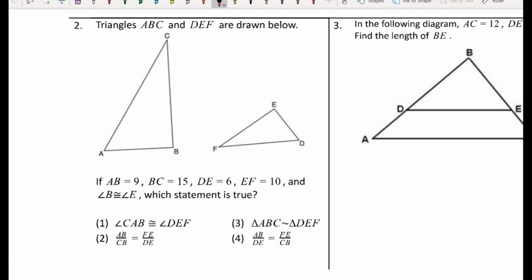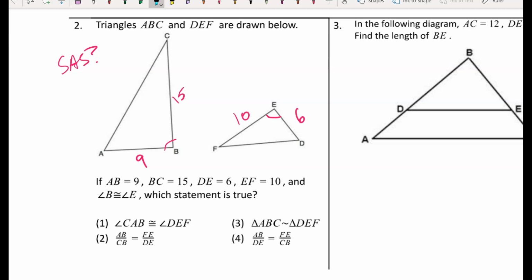For number 2, triangles ABC and DEF are drawn below. If AB equals 9, BC equals 15, DE equals 6, and EF equals 10, and angle B and angle E are congruent, which statement is true? Well, this looks like it could be a side-angle-side justification for these triangles being similar. So let me give that a shot.